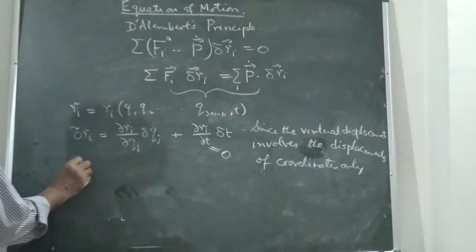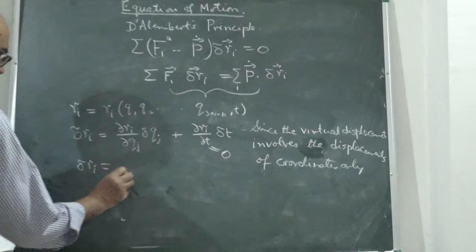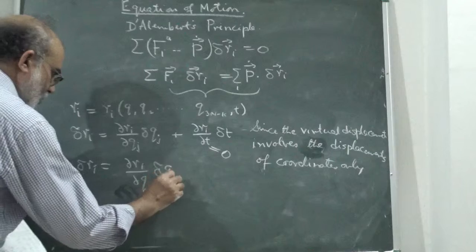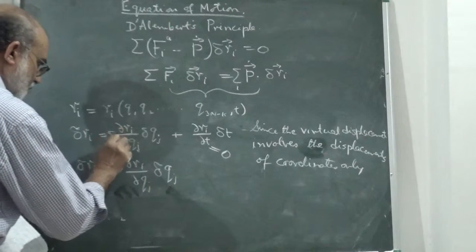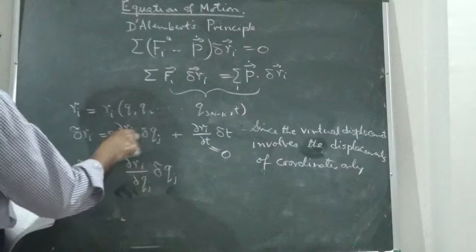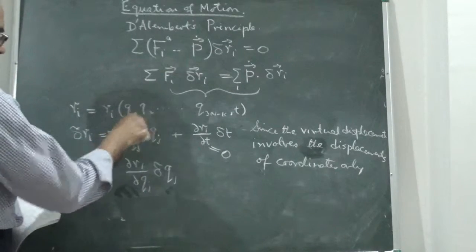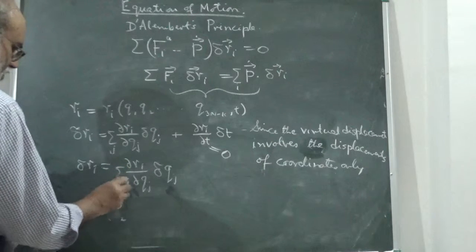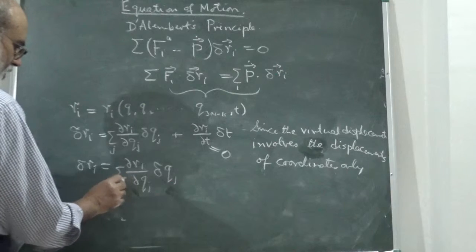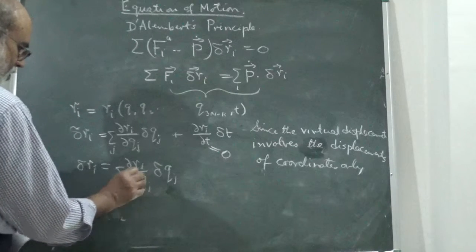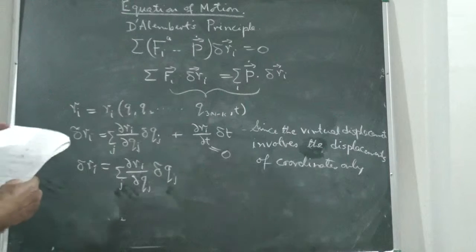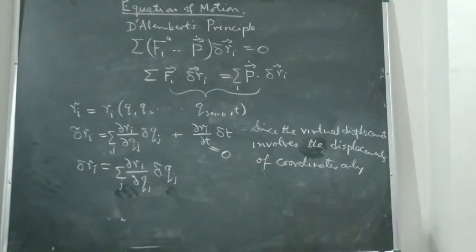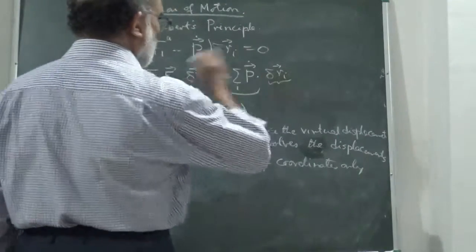So we have delta Ri equal to delta Ri by delta Qj delta Qj, summation over j, that is delta Ri by delta Q1 plus delta Ri by delta Q2 and so on. If we do not write the summation, it is because, from Einstein's summation convention, we know that repeated indices are assumed to be summed over.